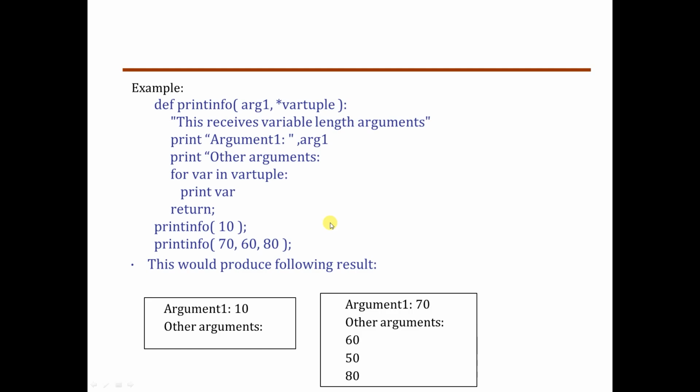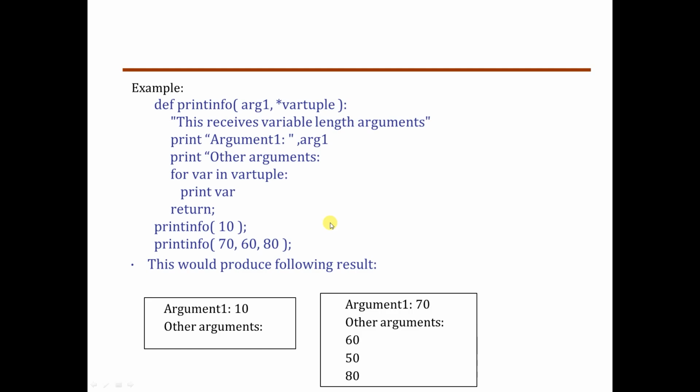We have a function called print info. Actually, the number of arguments defined is 2. One is argument 1 and the second one is the variable type of argument, which is defined with an asterisk. So when we call the function, whatever first parameter we pass gets copied to argument 1, and the rest of the arguments will be copied to the second, variable type of argument, so that we can pass any number of arguments to the function.